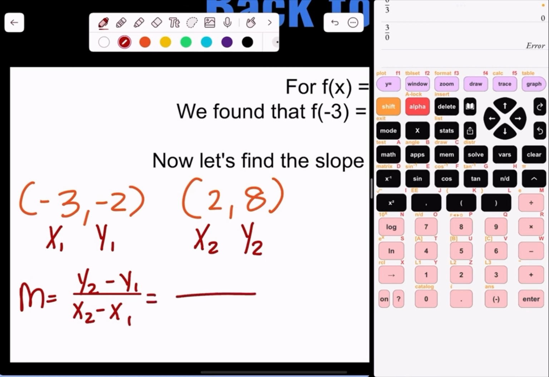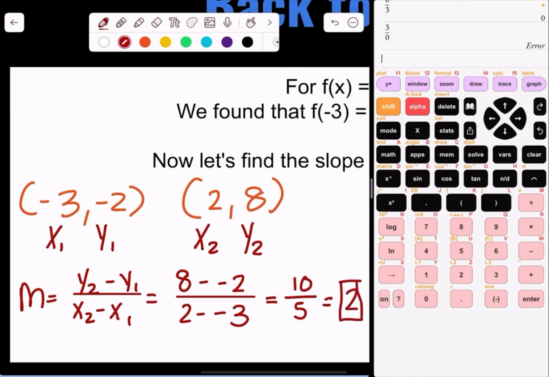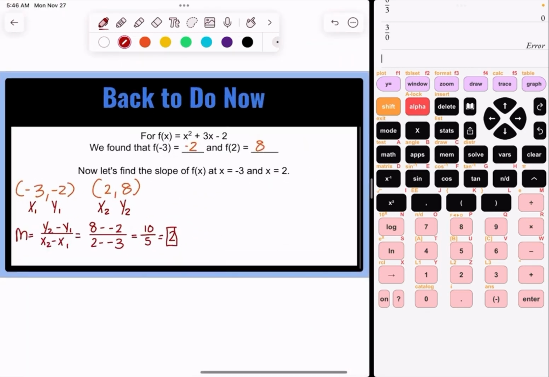So let's plug in what we know. Y2 is 8 minus y1 is negative 2. X2 is 2 minus x1 is negative 3. 8 minus negative 2 is 10. 2 minus negative 3 is 5. And 10 divided by 5 is 2. So what does this mean? This means that we rise 2 and we run 1. Good.